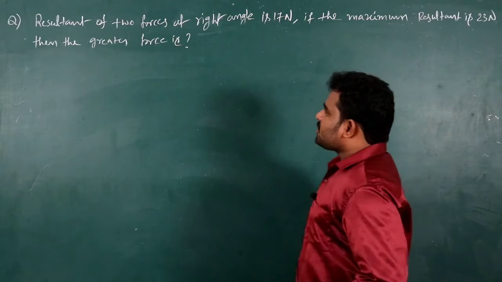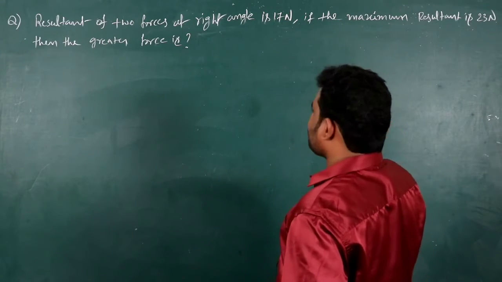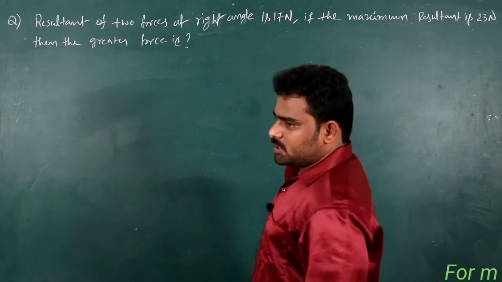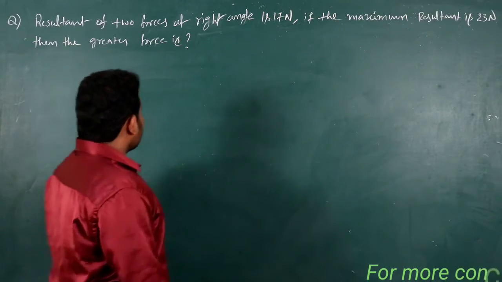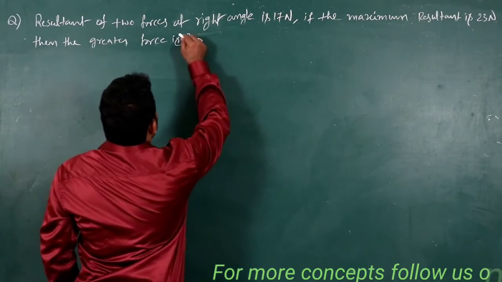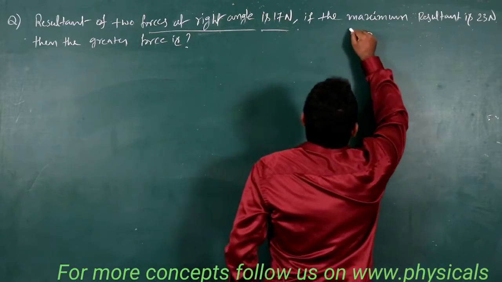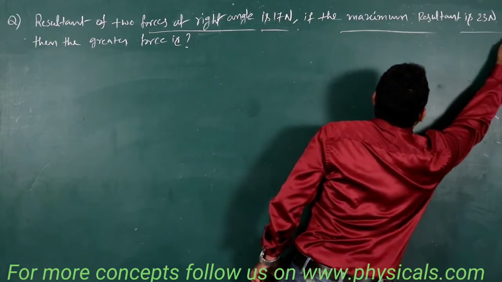The problem is: the resultant of two forces at right angle is 17 newtons. If the maximum resultant is 23 newtons, then the greater force is? This is the given question. So, in this question, the given information is two forces at right angle, then resultant is 17 newtons and their maximum resultant is 23 newtons.